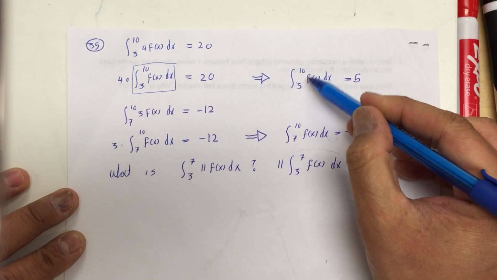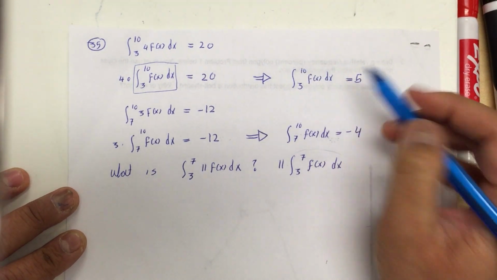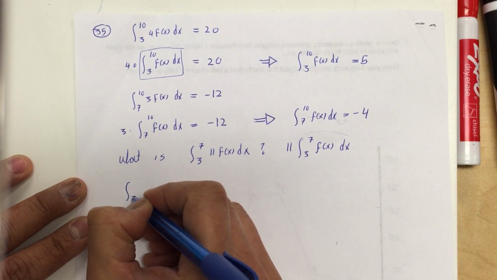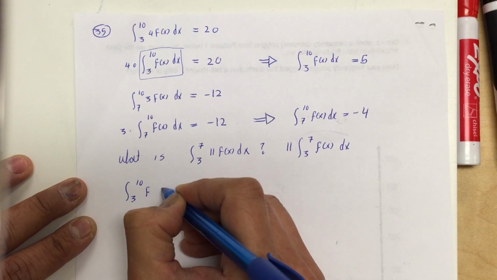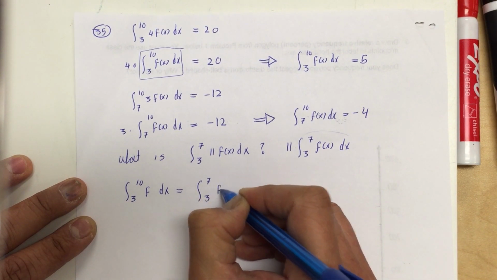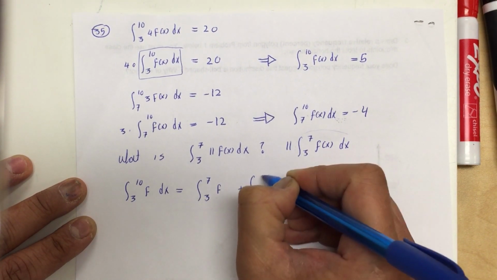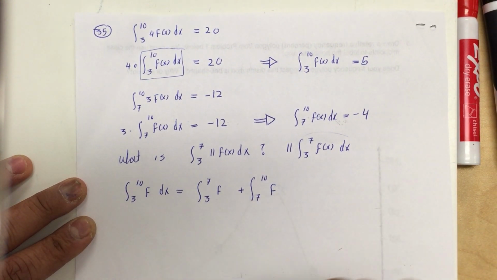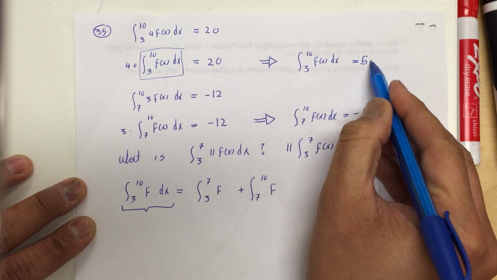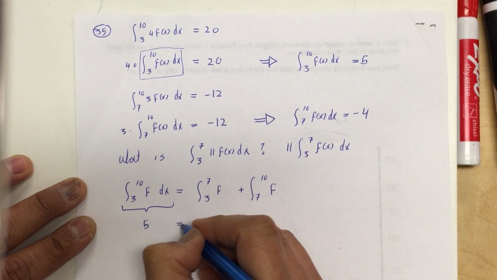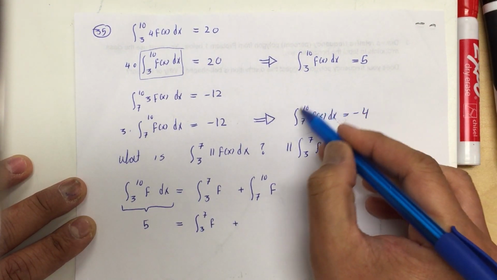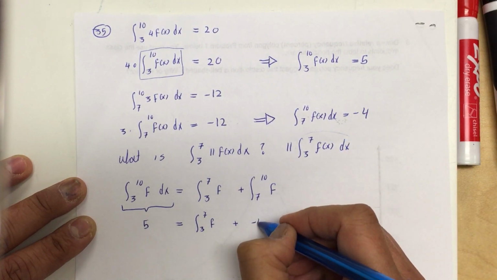Now from the information that we have from above, we know that from 3 to 7 is squeezed between 3 to 10, so why don't we start with 3 to 10? Here's what we know. The integral from 3 to 10 of f can be thought of as from 3 to 7 of f plus from 7 to 10 of f. From the information that we have gathered, we know that this equals 5. This is what we're looking for, so leave this alone for now. This equals negative 4.